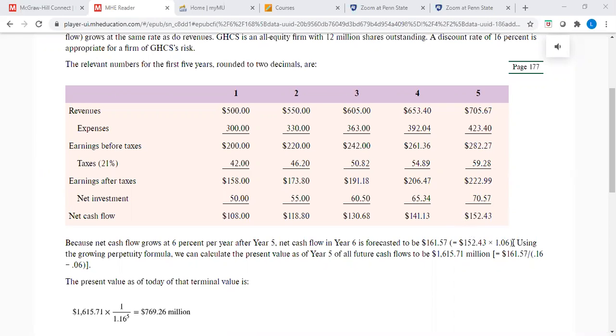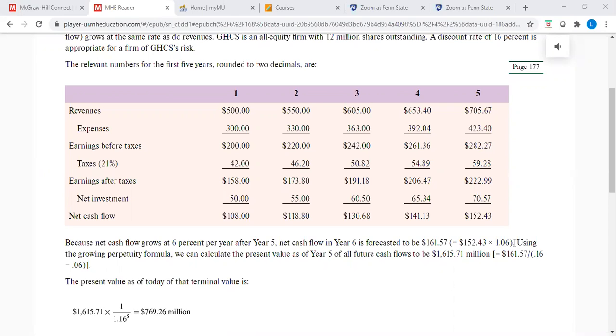Now, since this is a growing perpetuity, it's going to grow at 6% forever. We can calculate the value of that growing perpetuity as of the end of year 5. And that would be the year 6 cash flow, 161.57, divided by the discount rate minus the growth rate. We learned that back in last chapter, even the chapter before. Growing perpetuity. See how these chapters are coming back. So that is the value at the end of year 5.